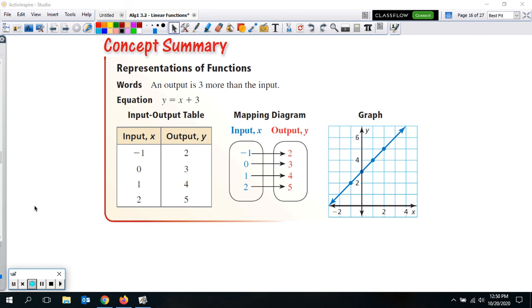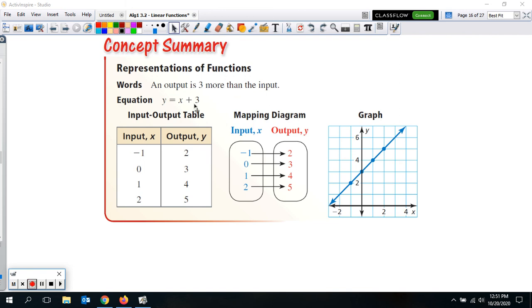Alright, so real quick, I just wanted to mention this concept summary that's there in your notes. It's the representations of functions. So there are different representations for functions. In fact, this would work for any function. You can see a function just by words, like an output is 3 more than the input. So you can use words to describe a function.